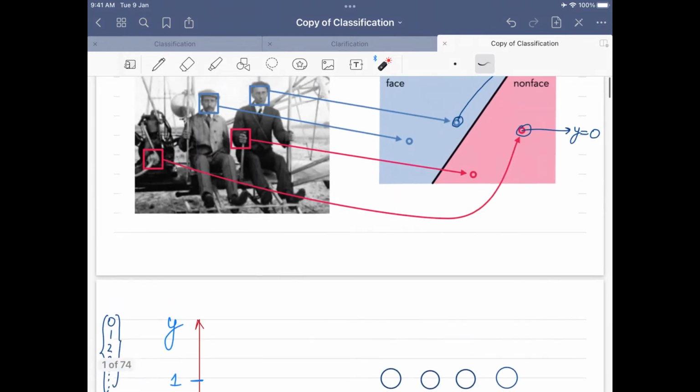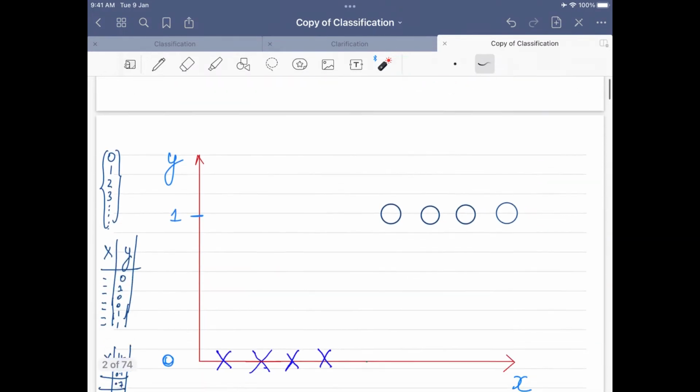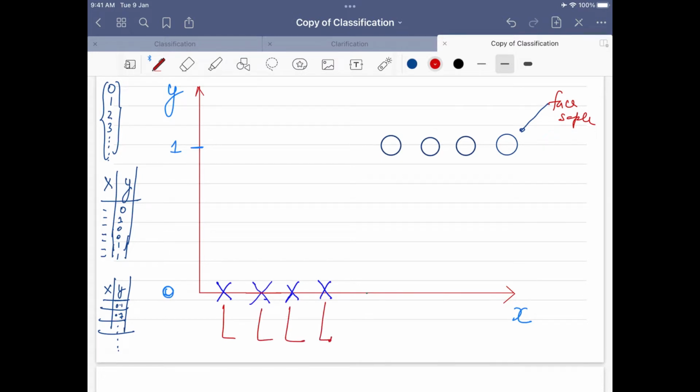Now when I have attached y equal to 1 to the face and y equal to 0 to the non-face, the samples over here are the face samples. You have right now 4 samples of face here, and these x's are nothing but image patches of size 16 cross 16. And these are the samples which are non-face samples.